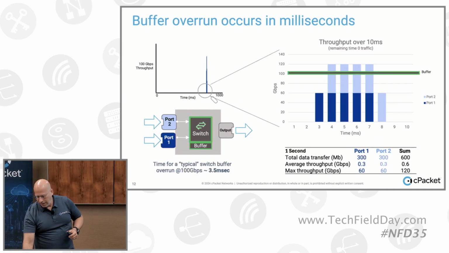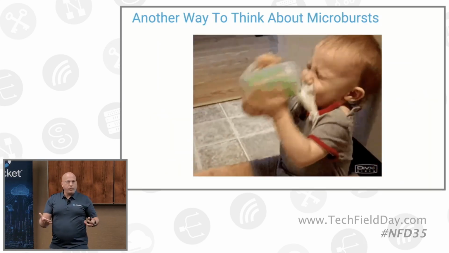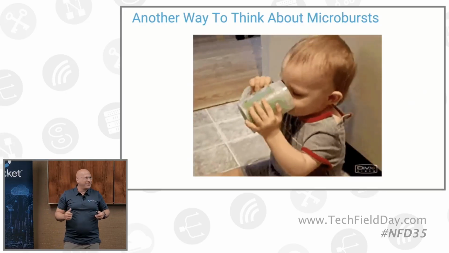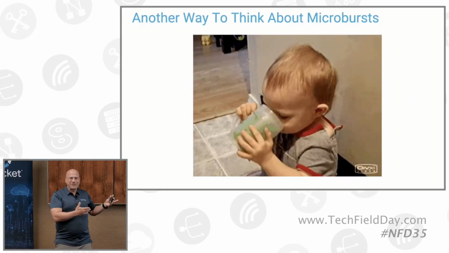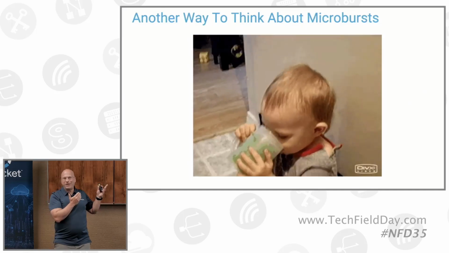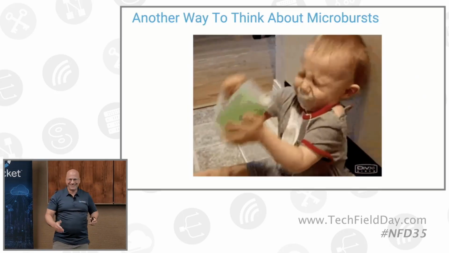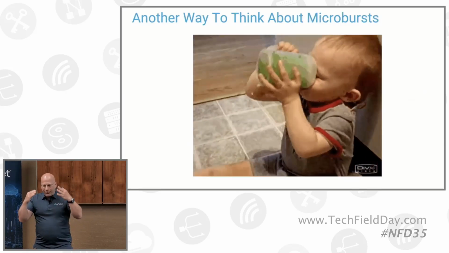Make sense? Another way to think about the microburst: someone was talking about drinking milk in 10 seconds, if you know the Joy movie that was. So, if the baby was just doing it a little slower, everything would have been fine, right? It just couldn't wait. So that's another way to think about microburst.